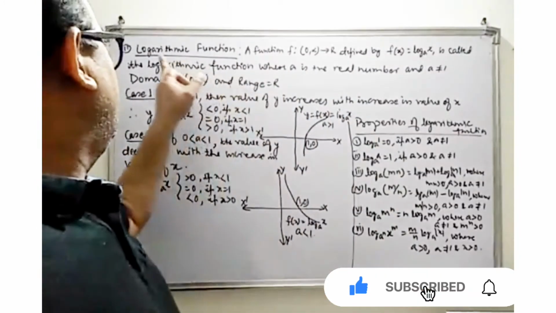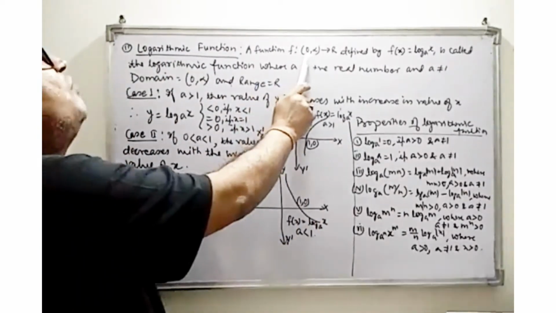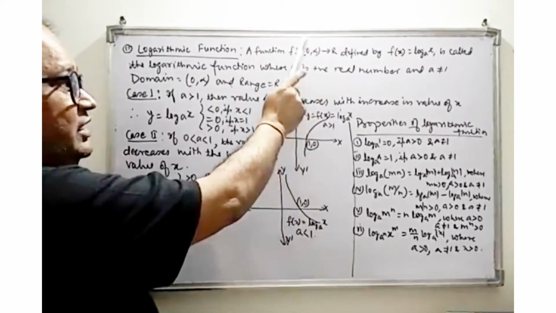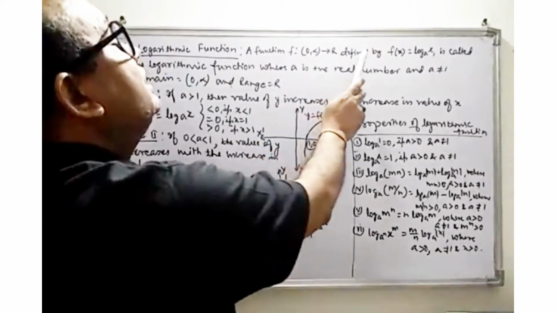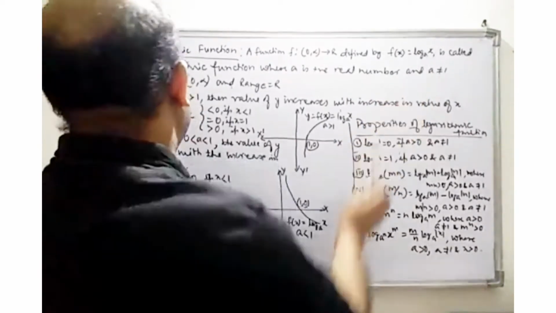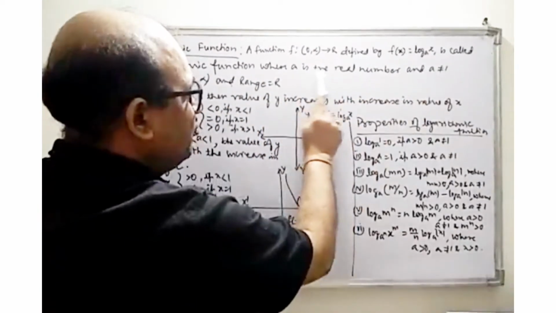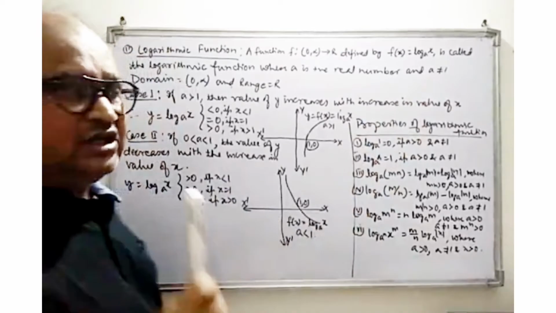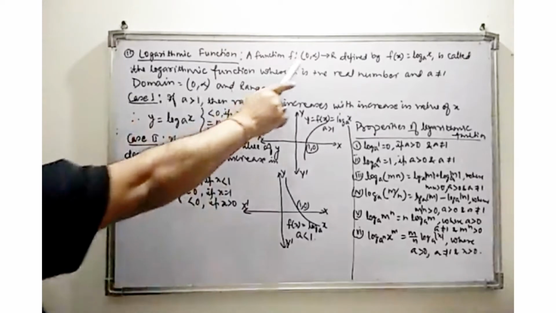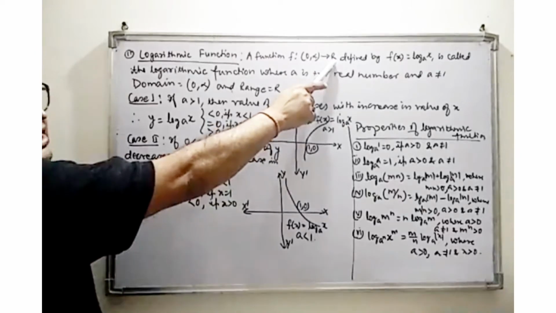Let's move to the logarithmic function. What is a logarithmic function? A function f mapping from (0, infinity) to R, whereas the exponential went from R to (0, infinity). It is defined by f(x) = log x to the base a, and is called a logarithmic function, where a is a positive real number and a is not equal to 1. Mind it, a is not equal to 1. Here the domain is (0, infinity) and the range is the set of real numbers.